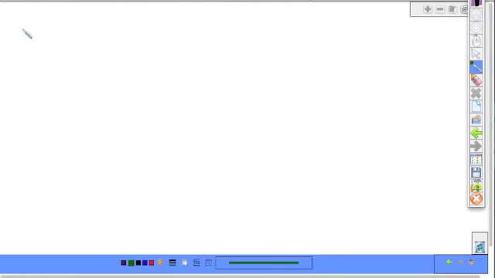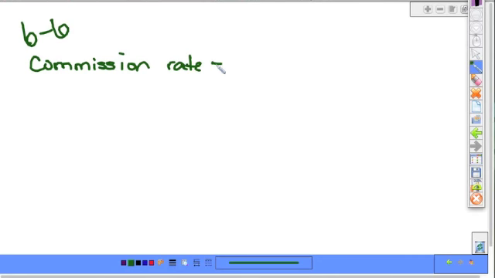Alright guys, this is for lesson 6-6. This is going to be on commission rate, sales, and commission. We have a formula for this one. This one is going to be commission rate times the sales equals the total commission.